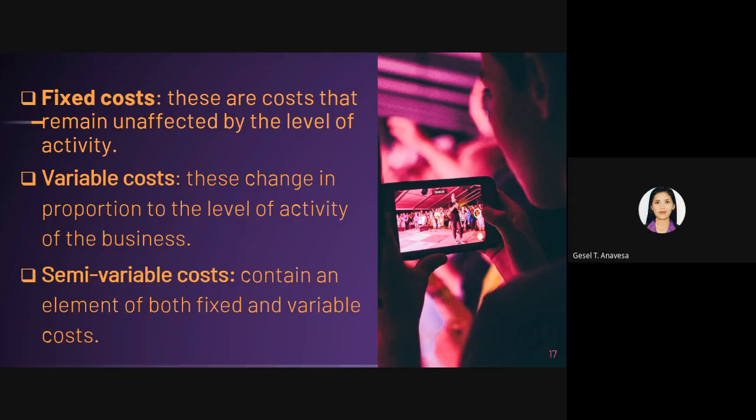And then last, semi-variable cost contain an element of both fixed and variable cost. So example is the energy cost. Okay, for example, likely to contain a fixed rental charge, and the remainder of the cost is dependent on consumption. So example of semi-variable cost is the energy cost.